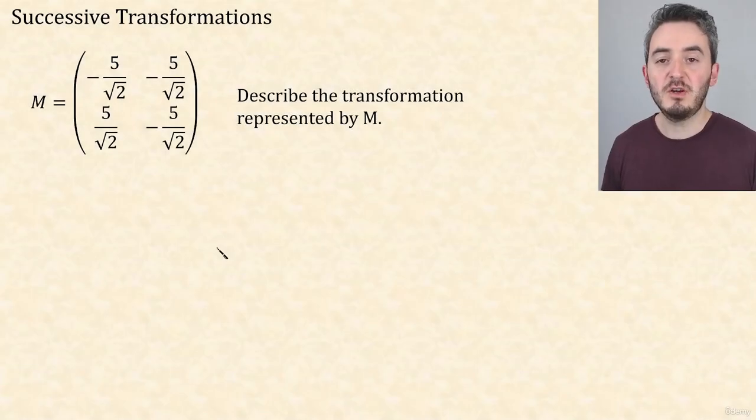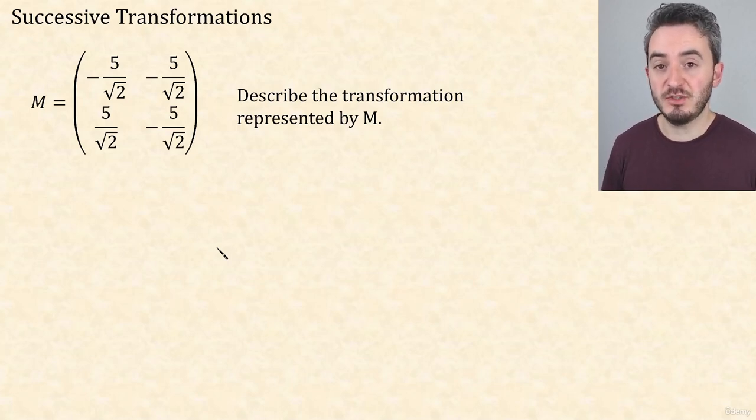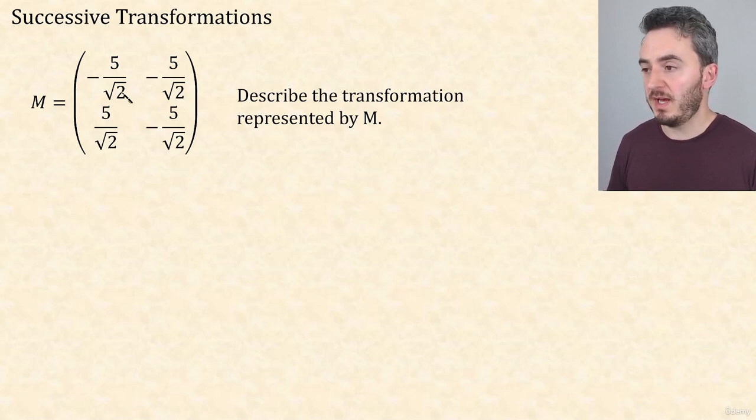In this video, we're going to look at successive transformations. We're focusing on 2D transformations. And really, this is about looking at some strategies for figuring out what transformation or transformations a particular matrix represents. So take a look at this one here. It says describe the transformation represented by M.